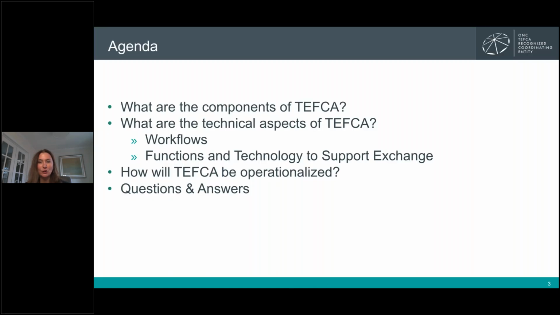We know we have a large audience and anticipate there'll be lots of questions. So we're going to do a quick recap of the components of the TEFCA. Again, we're drilling down today on one of them, which is the QTF, and provide a little bit of context around that. But we're going to spend the lion's share of the day delving into the details of the technical elements of the TEFCA, getting into workflows, the functional and technical requirements needed to support the exchange, and then talking about how TEFCA will be operationalized.